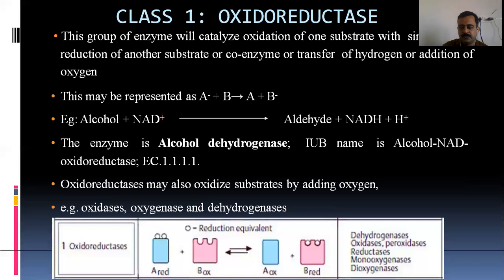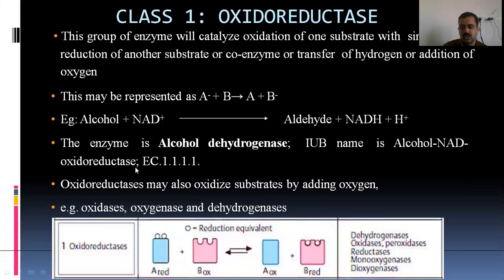Now, class 1, oxidoreductases. This group of enzymes catalyzes the reaction of one substrate with the simultaneous reaction of another substrate or coenzyme, involving transfer of hydrogen or addition of oxygen. You can see here, the group is donated from here, and from this group the transfer reaction takes place. Alcohol plus NAD+ gives aldehyde plus NADH plus H+. The enzyme is alcohol dehydrogenase, alcohol:NAD+ oxidoreductase.